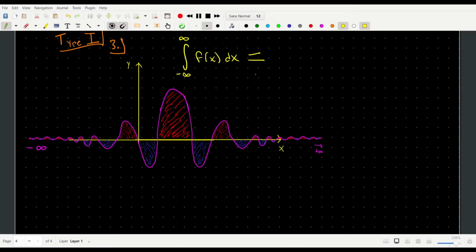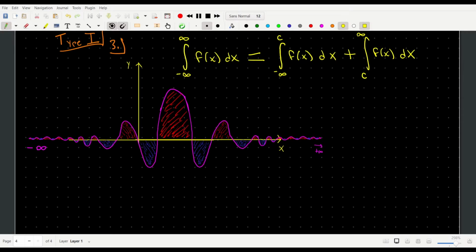But we need to be very careful with how we define this. We say that this improper integral exists or is convergent if the following two improper integrals exist and are convergent. For any value of c in the domain of x, the integral from negative infinity to c exists, and we add that value to the integral from c to positive infinity of f of x dx.